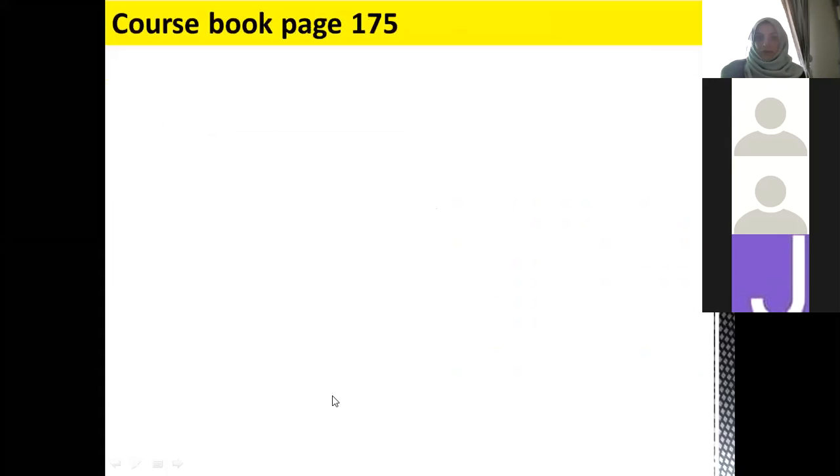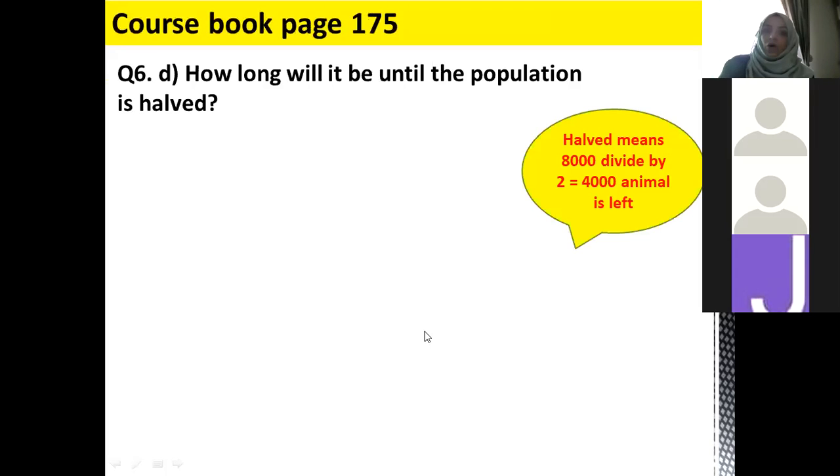Okay, that's great. How long will it take until the population is halved? What does population is halved mean? It means the 8,000 until it becomes 4,000. Okay, so who will help me? We need to know how long, meaning we're asking about the number of years. Who can help?